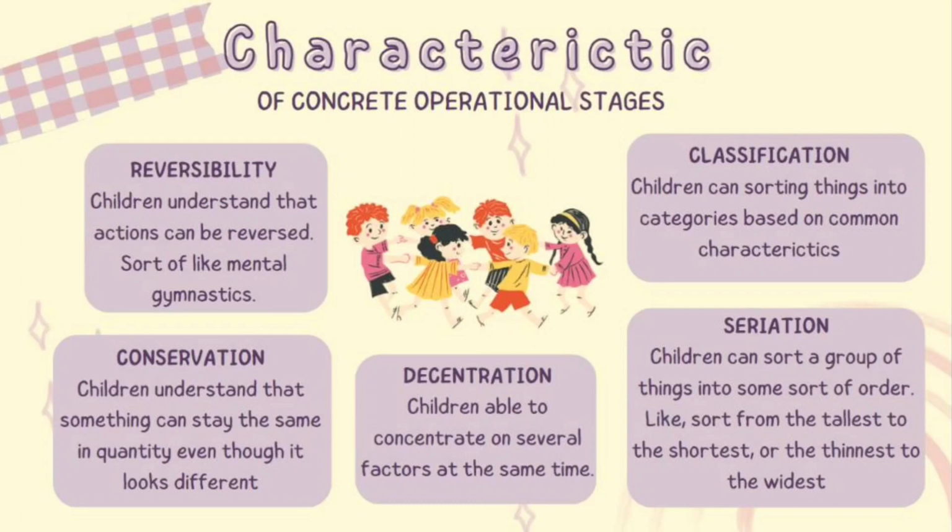The fourth one is conservation. Children understand that something can stay the same in quantity even though it looks different. For example, a ball of Play-Doh is the same amount whether you squash it flat or roll it into a ball. The final one is reversibility. Children understand that actions can be reversed, sort of like mental gymnastics. For example, the child can figure out that a car is an Audi, and an Audi is a car, and a car is a vehicle.